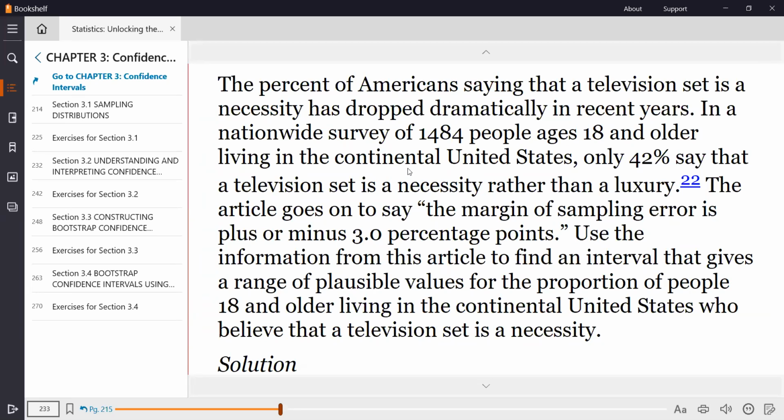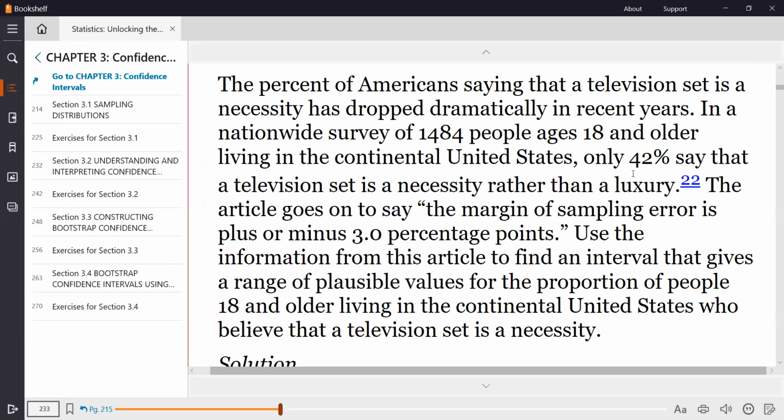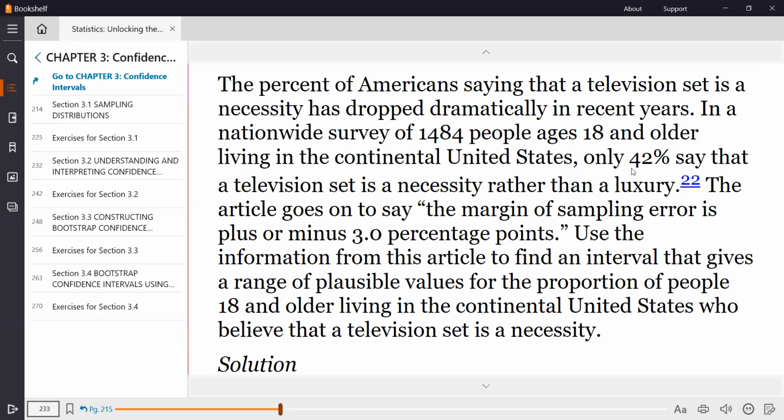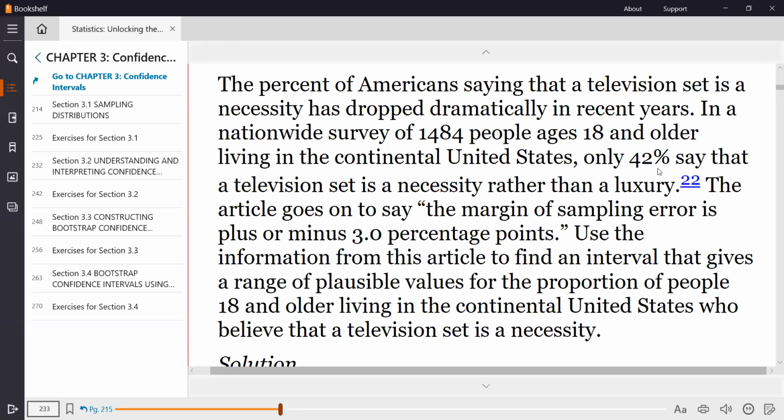I might be wrong. But anyway, it says only 42% say that a television set is a necessity. So in a survey, 42% say that a television set is a necessity rather than a luxury. This is our sample statistic here. Now, they don't give you any information about the population because, to be honest with you, it's unknown. We don't know what the population percentage is. But we used a survey and we came up with 42%.